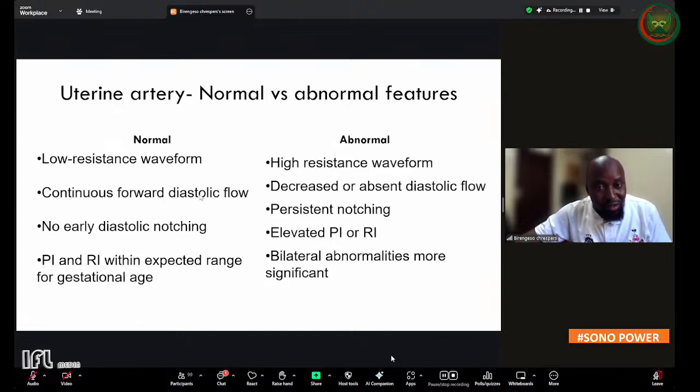Continuous forward diastolic flow is okay. No diastolic notching is beautiful. Pulse index and resistive index within the expected range for gestation age is okay. What is abnormal is a high resistance waveform, decreased or absent end diastolic flow.